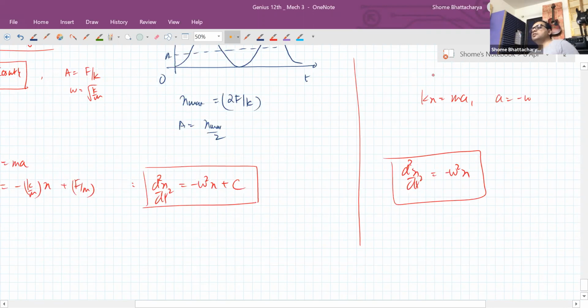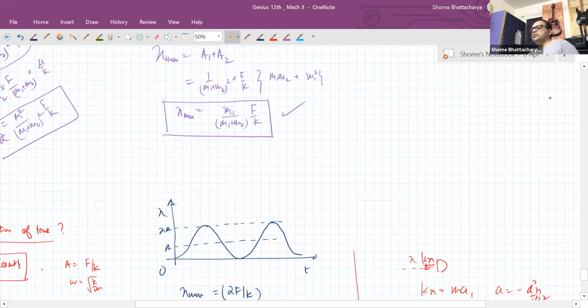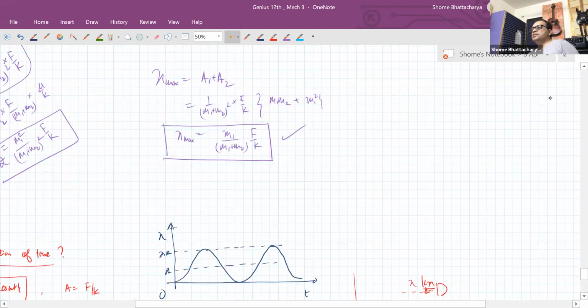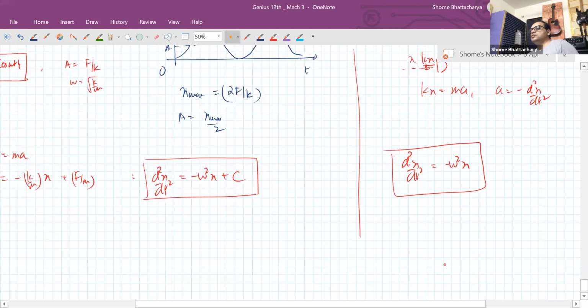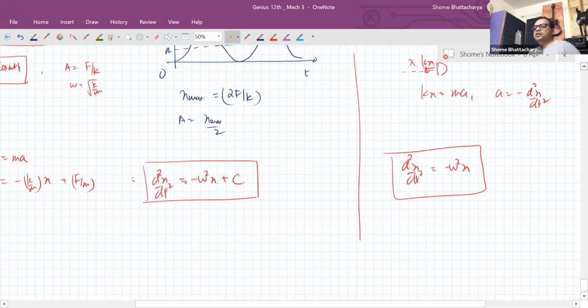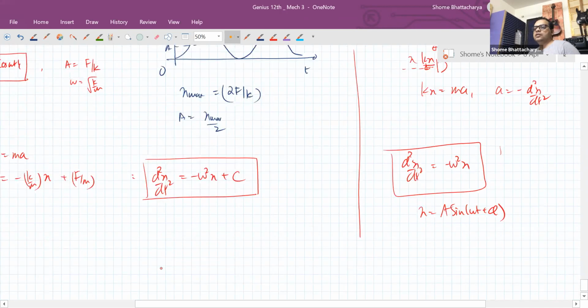This should correspond to an FBD like this. When the displacement is x, there's only Kx acting. There is no secondary force F acting. So that is the standard SHM. That's this one. So this one's equation is A sine omega t plus phi. But this one's equation, how it becomes like this, let's see.